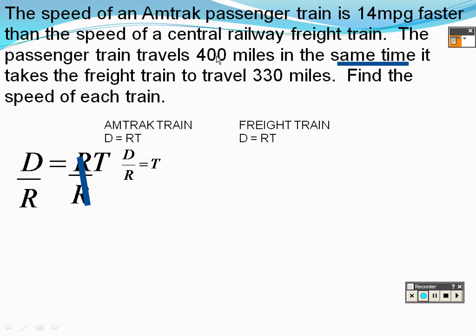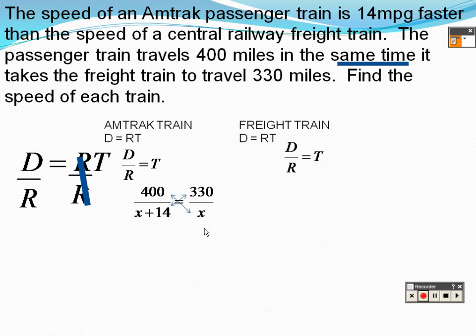The first one goes 400 miles, and it says it goes 14 miles per gallon faster. So this is x plus 14 because it's the speed plus 14. This one goes 330 at whatever the speed is, and that's what we're trying to find. It says right here, the first Amtrak train is going 14 miles per gallon faster. That's why it's plus 14 on the bottom.